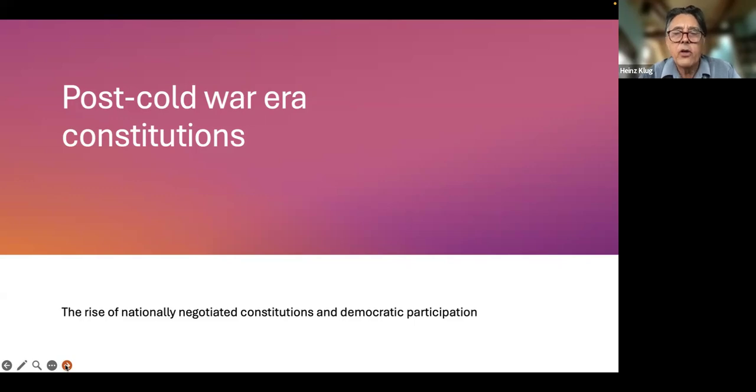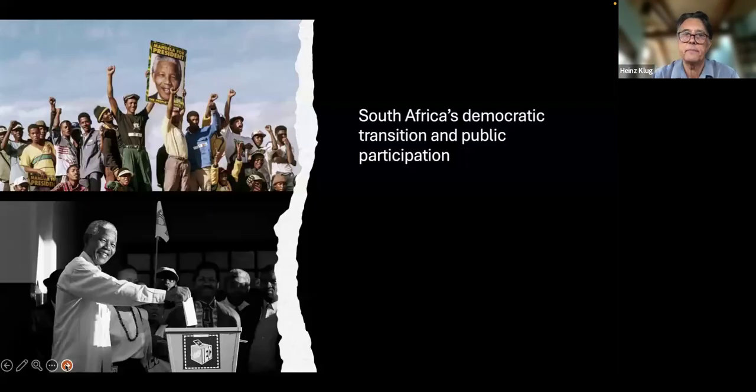So I'm arguing that these are nationally negotiated. They're not negotiated with a foreign partner. They're nationally negotiated, and they're increasing democratic participation. So next slide, please. So the one example, of course, is South Africa and the democratic transition and public participation. And I'm going to be a little cynical about public participation, but let me show you how it works. Next slide, please.